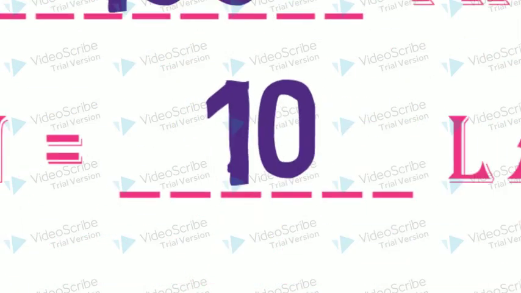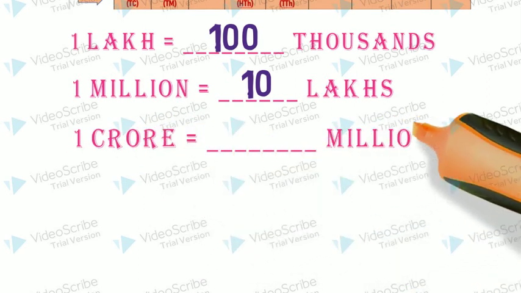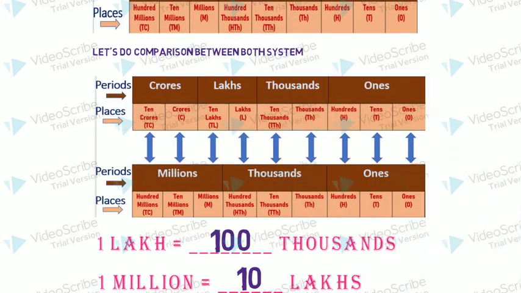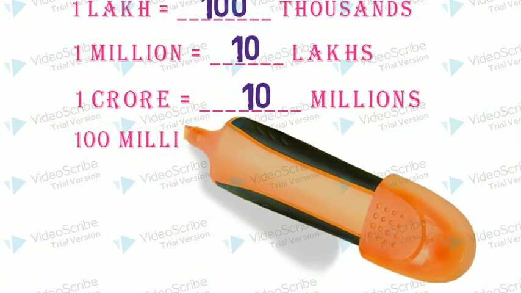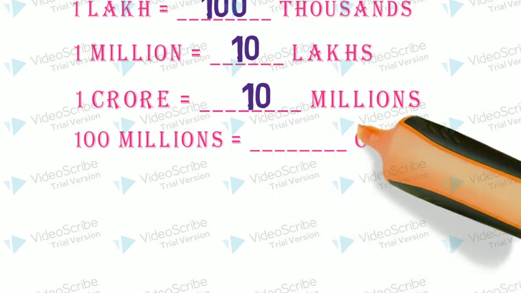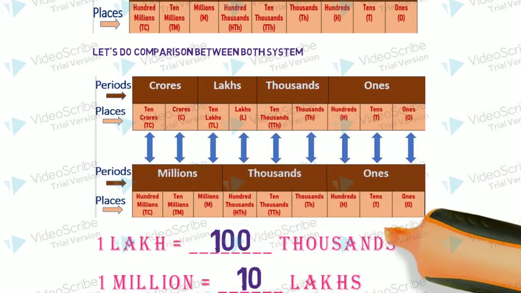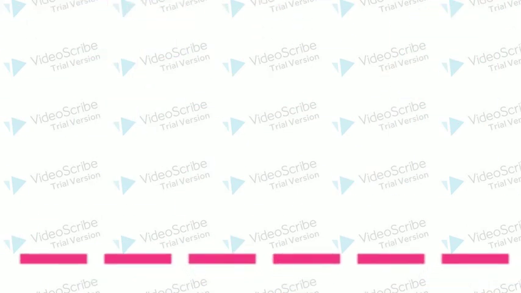Now the next one is 1 crore is equal to dash millions. Now let's observe the crores place in the crores period, and in front of crore we can see 10 millions is written. That means the answer would be 1 crore is equal to 10 millions. Now let's see the next one. 100 millions is equal to dash crores. Let's see the table again. So in front of 100 millions in the international system you can see 100 millions is written in the millions period, and in front of that 10 crores is written. That means the answer would be 10.